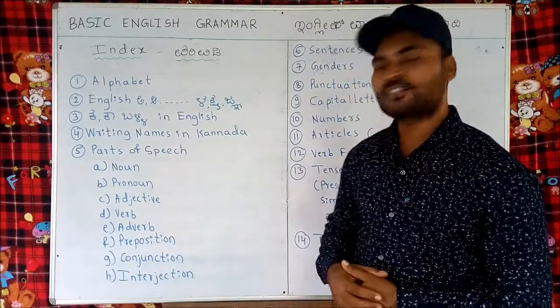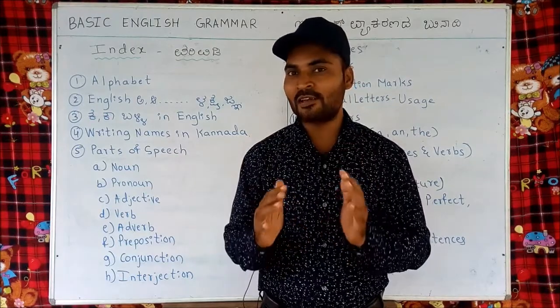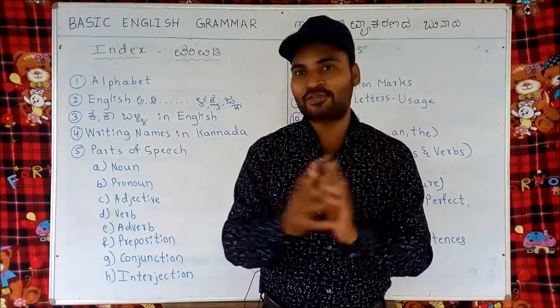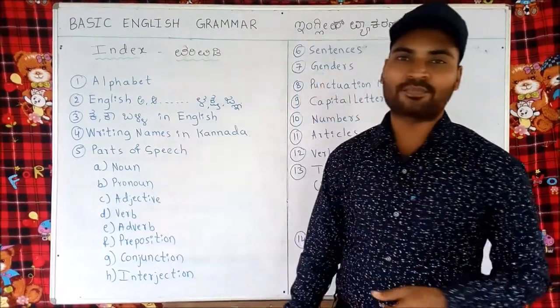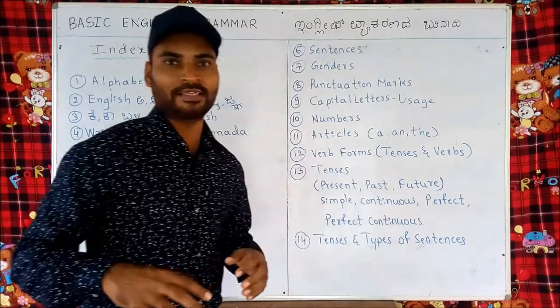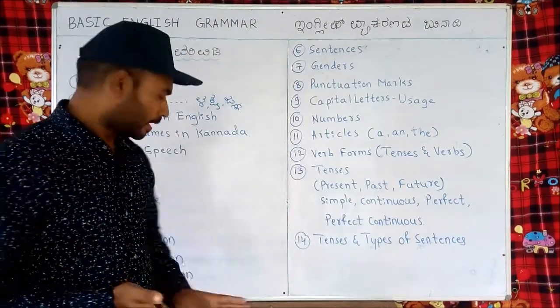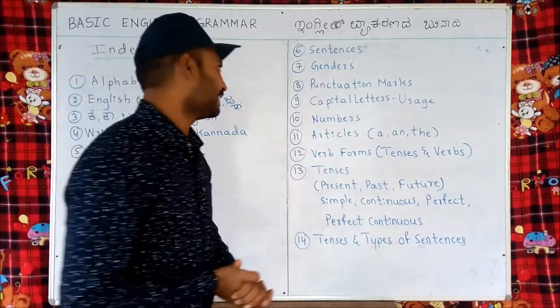When it comes to conjunction, we study the meaning of conjunction, we study types of conjunctions, and also we study the list of conjunctions and their meanings in Kannada. Interjection is a word that represents sudden feelings. This also, what is the meaning of interjection, all those things we study in that lesson.